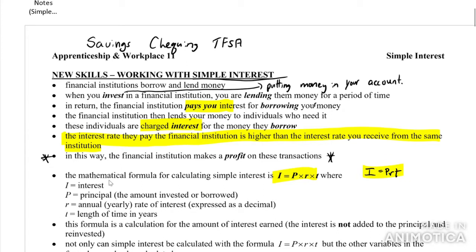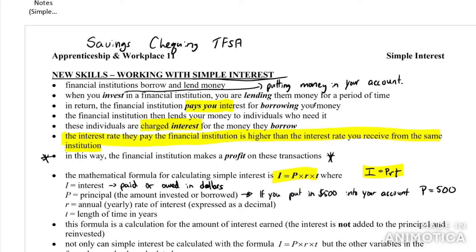How you break it down, I is the interest paid or owed in dollars. So if a bank owes you interest, you can calculate how much they're going to owe you over a certain period of time. Next up is what's called the principal, P. This is the amount invested or borrowed. So if you put $500 into your account, the principal is going to be equal to 500.